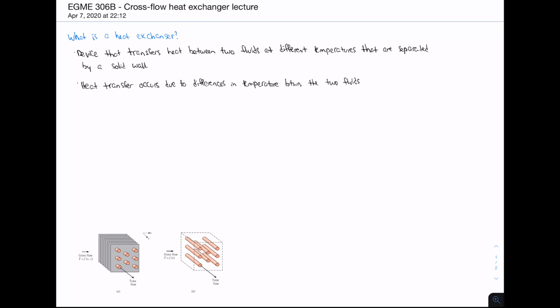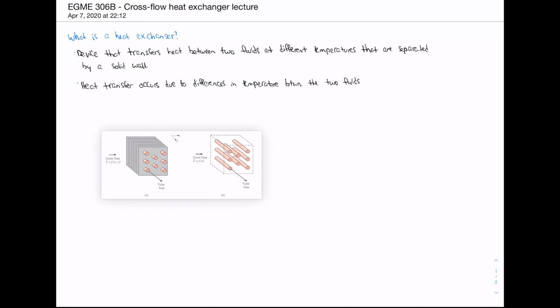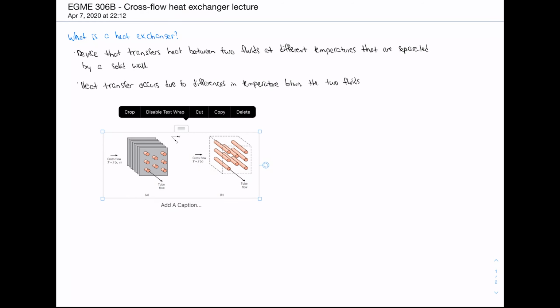Okay, so what we have here is a heat exchanger is a device that transfers heat between two fluids at different temperatures that are separated by a solid wall. And this heat transfer is going to occur due to these differences in temperatures. So for this experiment, like I said, we're going to be using a cross-flow heat exchanger.